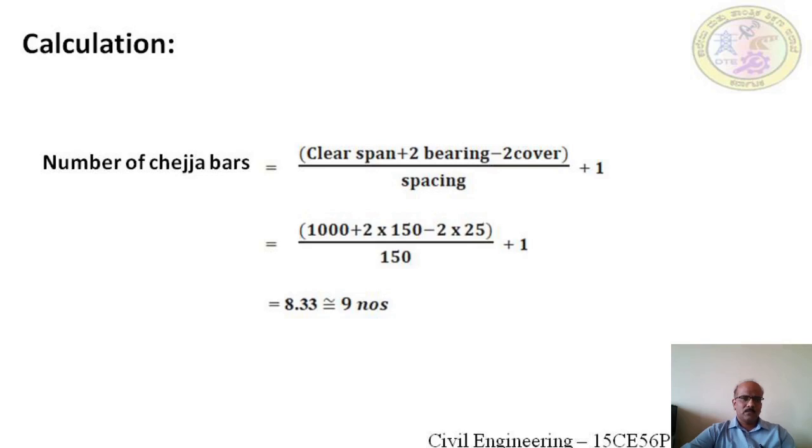So it comes around 8.33. 8.33 bars we cannot provide, so we'll round it off to 9 numbers. Meaning to say, the Chaja bars required are 9.